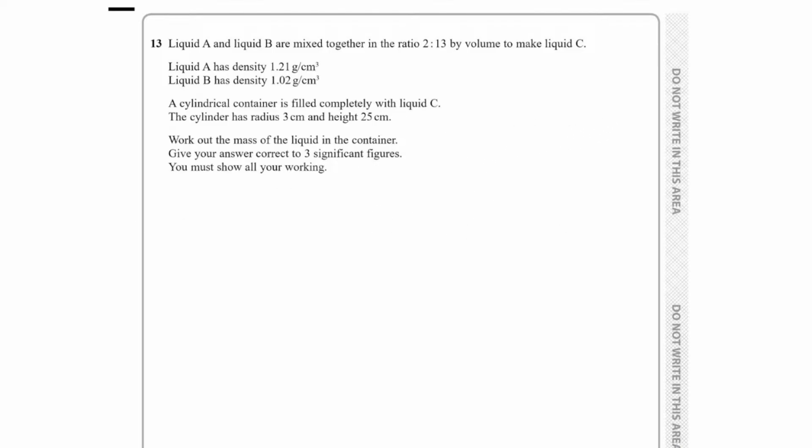You don't have to draw it, but sometimes I like to sketch it. So we've got 25, and then here is 3. Work out the mass of the liquid in the container, so liquid C. So with density, mass, volume, that's our formula there, the formula triangle.